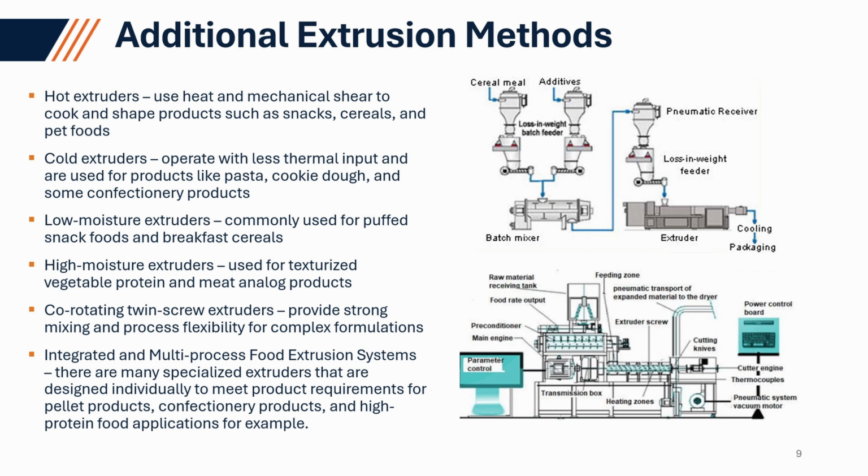Another distinction is low moisture versus high moisture extrusion. Low moisture extruders are commonly used for puff snacks like breakfast cereals, while high moisture extruders are used for products like texturized vegetable protein and meat analogs. Co-rotating twin screw systems are also especially important for complex formulations because they provide strong mixing and greater process flexibility. And beyond those categories, there are many integrated or specialized machines that are dedicated around specific product requirements, including pellet products, confectionery systems, and high-protein food applications.